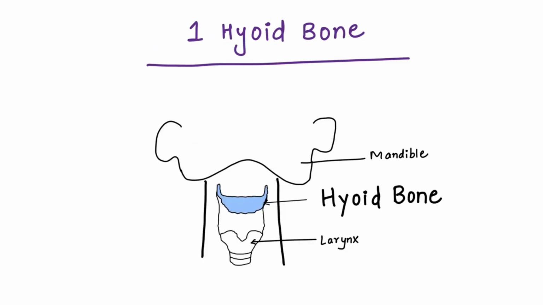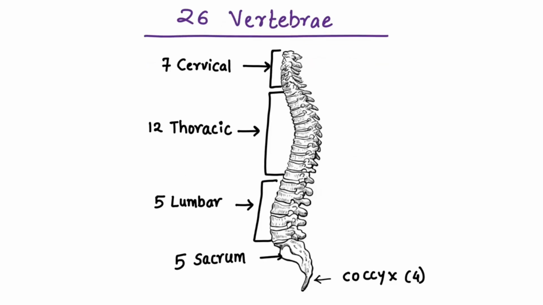There is 1 hyoid bone which lies above the larynx and 26 vertebrae. There are 26 vertebrae: 7 cervical, 12 thoracic, 5 lumbar, 5 sacrum, which equals 1 bone, and 4 coccyx, which are equal to 1 bone. They are fused bones. Sacrum and coccyx are fused bones, so they are considered as 1 bone each. So together, they are equal to 26 vertebrae.